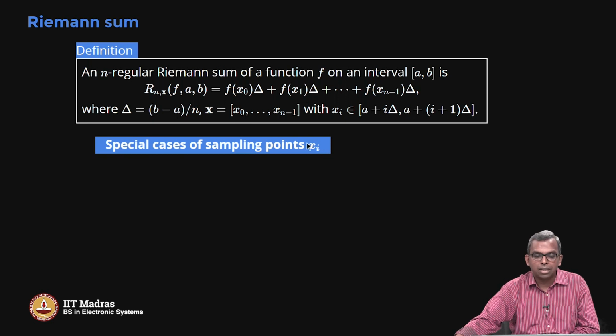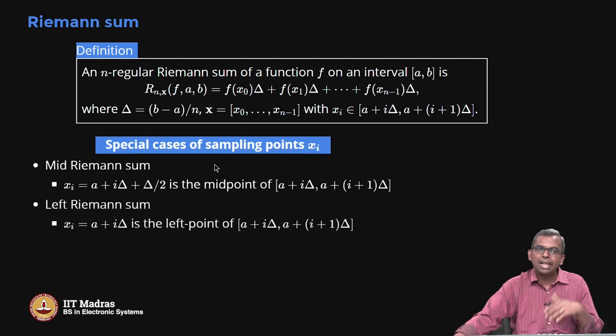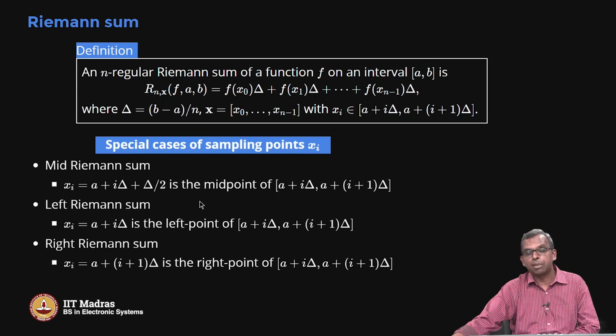Just to illustrate how to pick these points, these are called sampling points of the function. The sampling points xi, I may pick in different ways. I may do a mid Riemann sum, where the xi becomes the midpoint of the interval, a plus i delta plus delta by 2. I may do a left Riemann sum, which takes the left point of the interval, the starting point, a plus i delta. I may do a right Riemann sum, which is a plus i plus 1 delta, the other point.